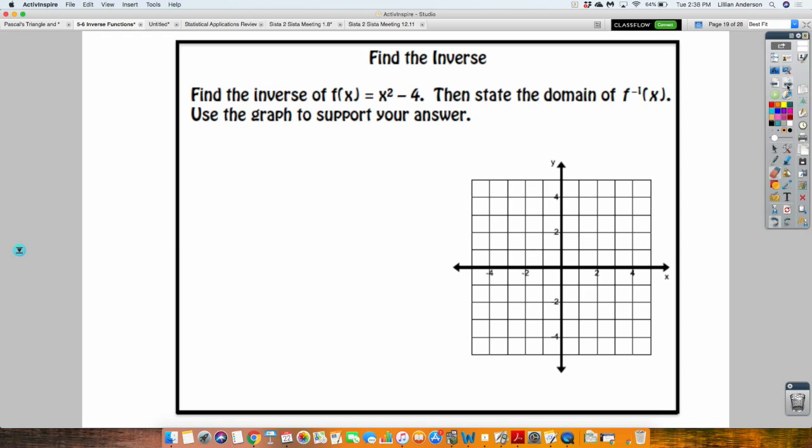Find the inverse of x squared minus 4. Then state the domain of the inverse, and if you need to, use your graph to support your answer. I'm going to walk around. If you guys have any questions, make sure you let me know.